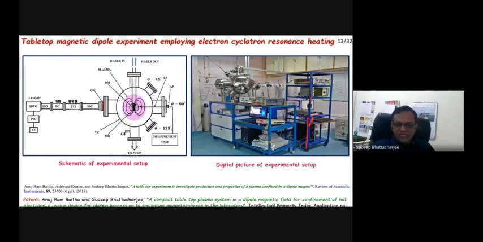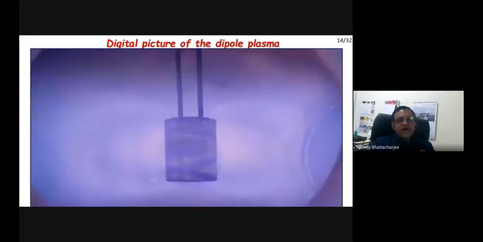This work was published in Review of Scientific Instruments in the year 2018, and we have also patented this work. Now here is the beautiful picture of the dipole plasma. You can see this beautiful butterfly shaped plasma, and look at these bright rings.